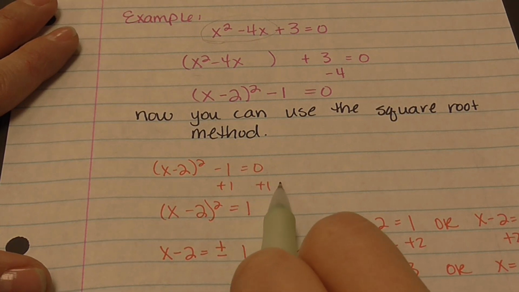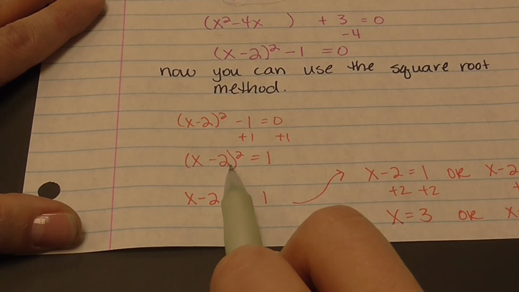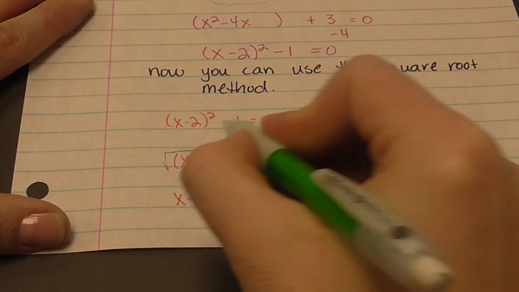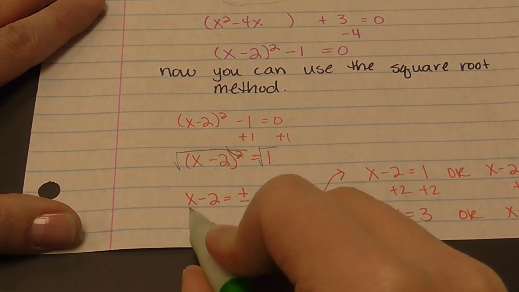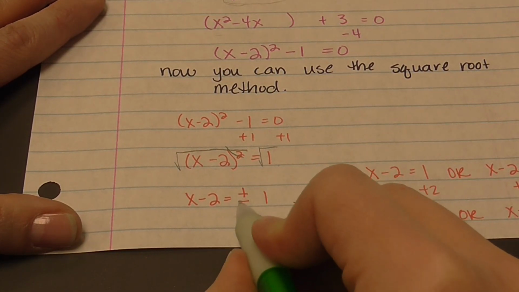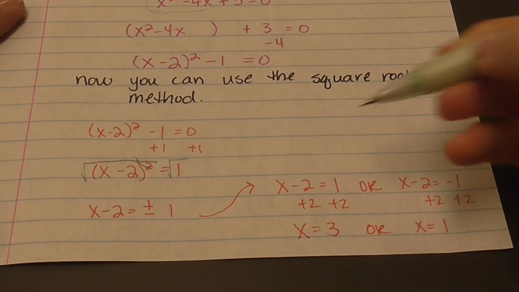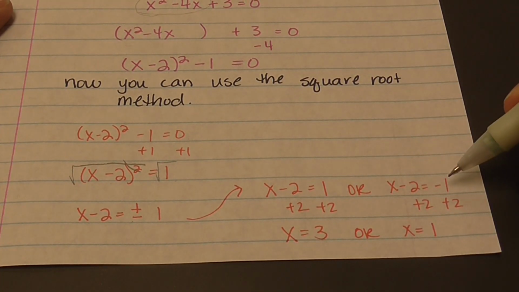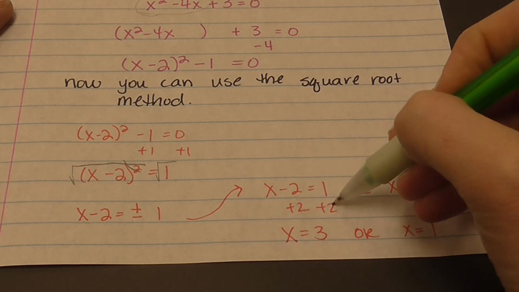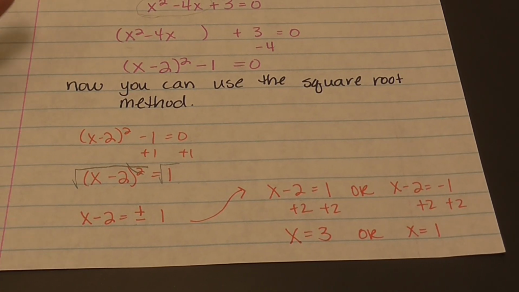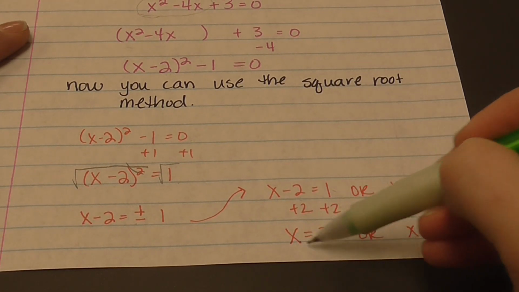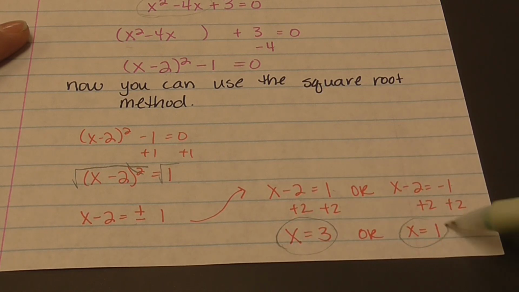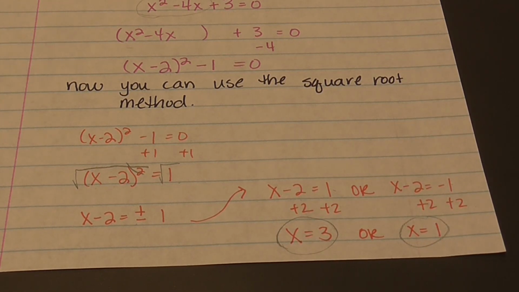I'm going to add the 1 to both sides. X minus 2 squared is 1. So when I take the square root of both sides to get rid of that, I get x minus 2 equals positive and negative 1. So this means that x minus 2 equals 1, or x minus 2 equals negative 1. I'm going to add 2 to both sides in both equations, and I get 1 plus 2, x equals 3. Negative 1 plus 2, x equals positive 1. Both of those are my answers.